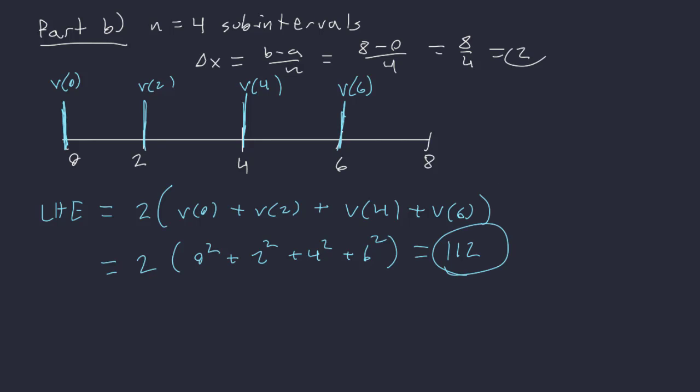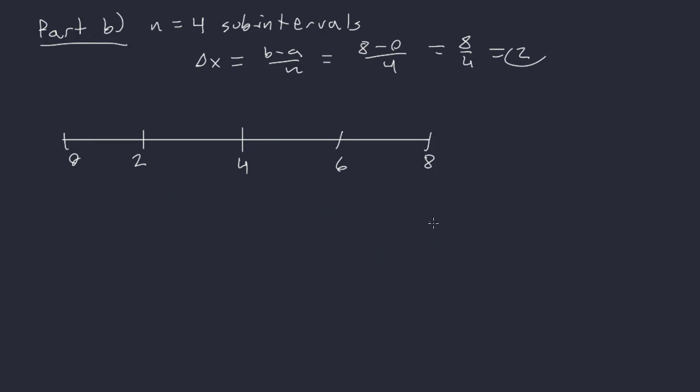Okay, so right now we're looking at the difference between 112 and 240. That's much closer than what we got last time. All right, and finally, for our midpoints, well, we clear this out. And, well, midpoints, it's what it sounds like. We use the halfway point of these intervals. So we'll use v of 1, v of 3, v of 5, and v of 7.